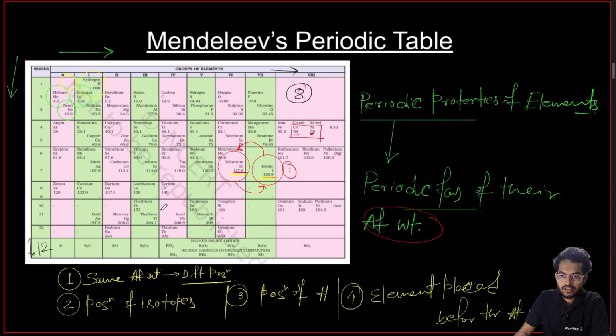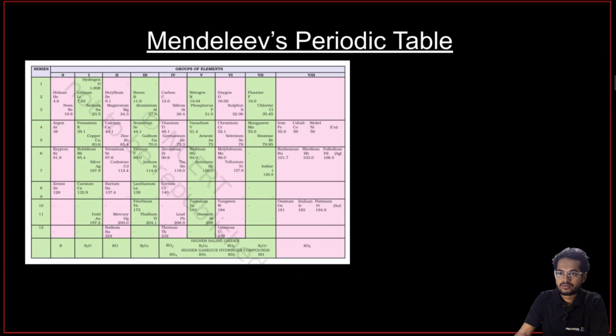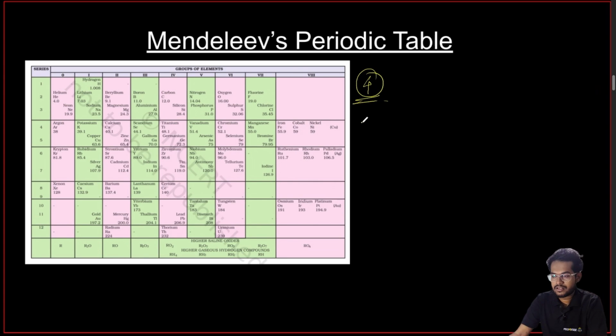job. Okay, so what he did, like with aluminium, he left a space. That is gallium here. Gallium was not discovered till then, so he kept this place empty. He named this place as... So he kept four places like this.